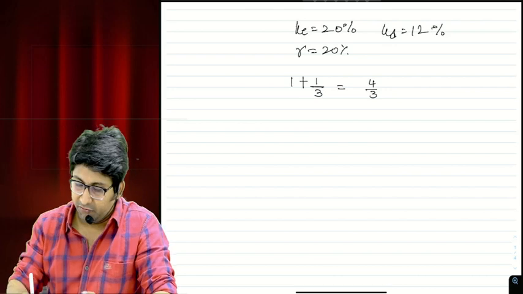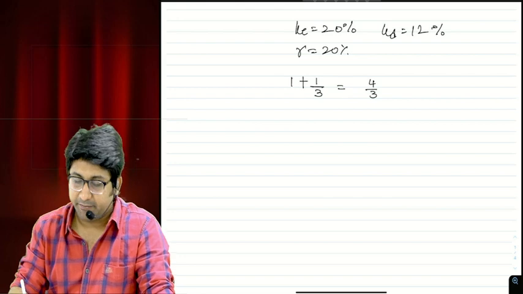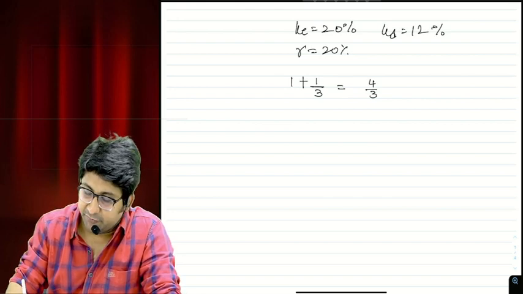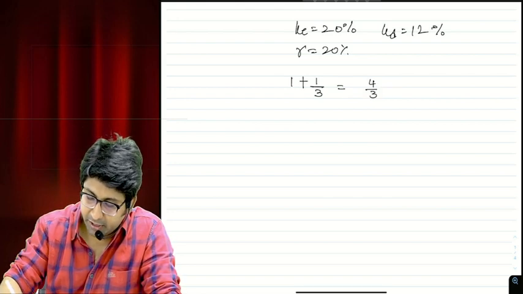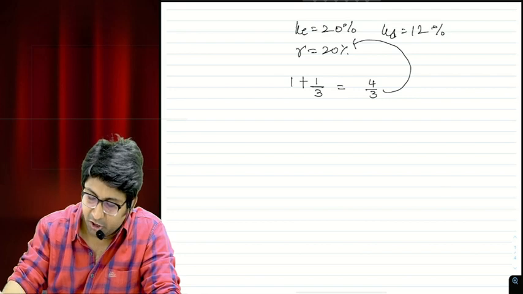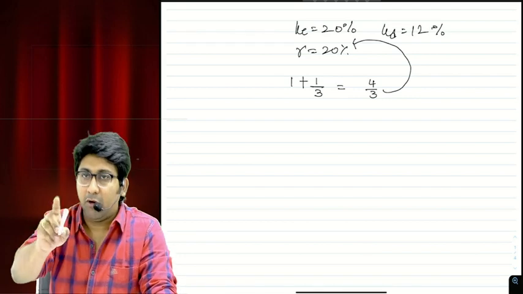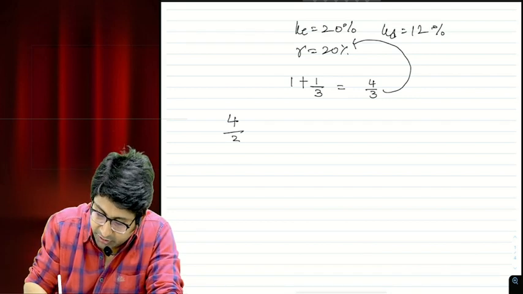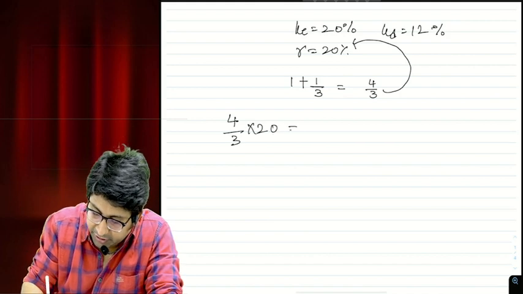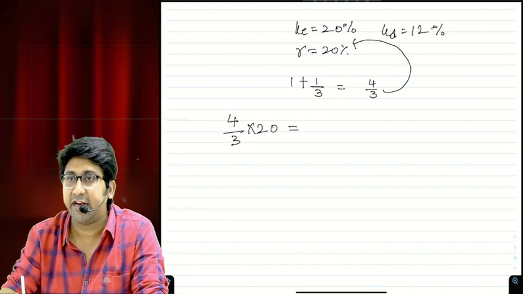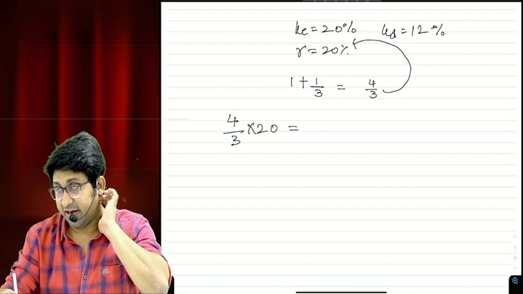Clear? Now 4/3 is invested. Now listen carefully. I invested this 4/3 amount in a project which will give me how much return? 4/3 into 20. Calculate and tell me. 80 divided by 3.